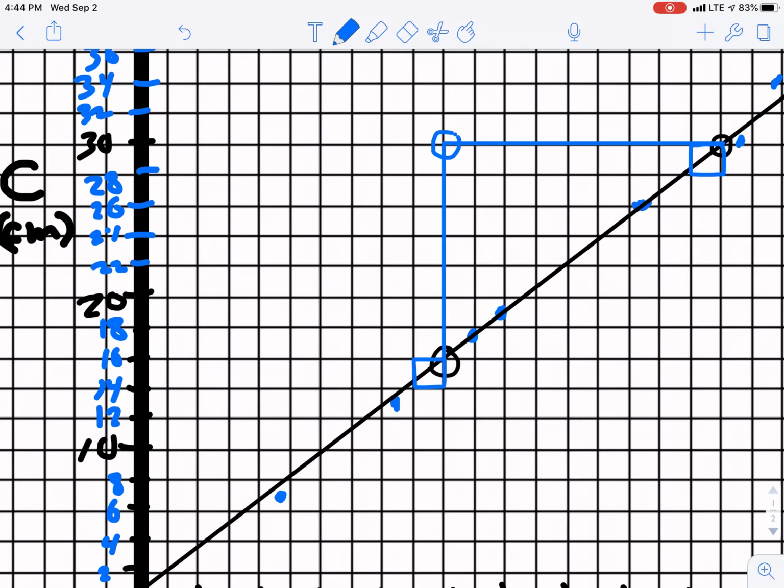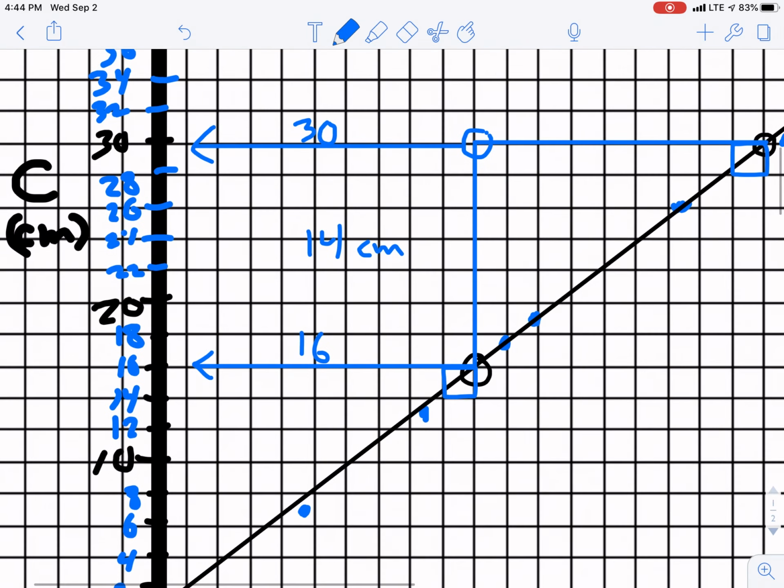Take a look at the top part of the triangle and go over to the number on the scale. You might even go so far as to write it down. I do. It's pointing at 30. Then I go over to the other side, the bottom part of the triangle, and in my example it's pointing at 16. I've got to subtract those two, and I get 14 centimeters. That would be my rise. My rise is 14 centimeters.